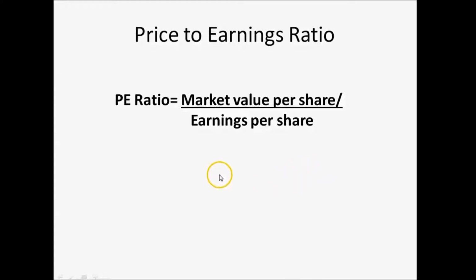For example, if the price to earnings is 10, that means an investor is willing to invest $10 in order to get $1 of earnings from that company. A high PE indicates that the investors are expecting high earnings from the company in future, whereas a low PE means a company is currently undervalued or doing very well.